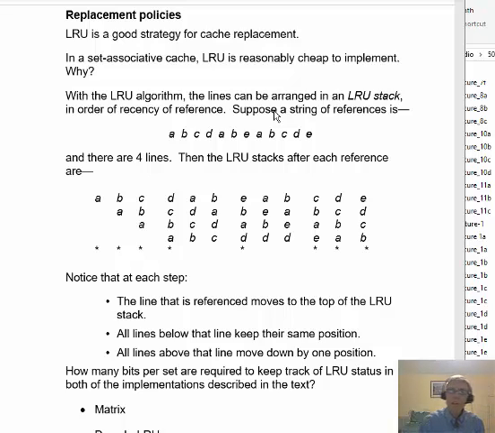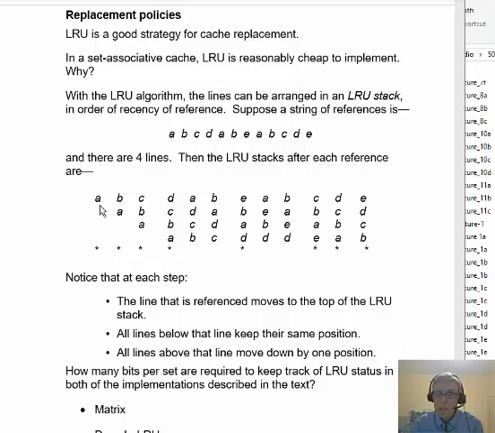Now, with the LRU algorithm, we can arrange the lines of that set in an LRU stack, and they're arranged in order of recency of reference so that the most recently referenced is at the top. Here's a trace, actually a famous trace of 5 lines being accessed that illustrates something known as Belady's anomaly, but we're not going to be talking about that here.